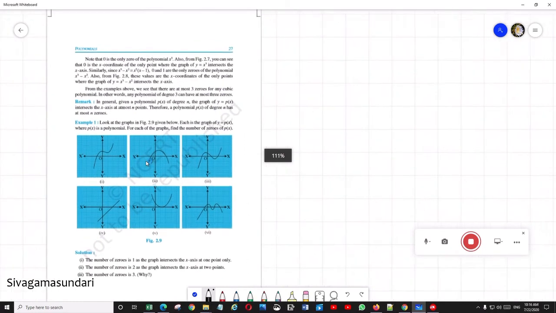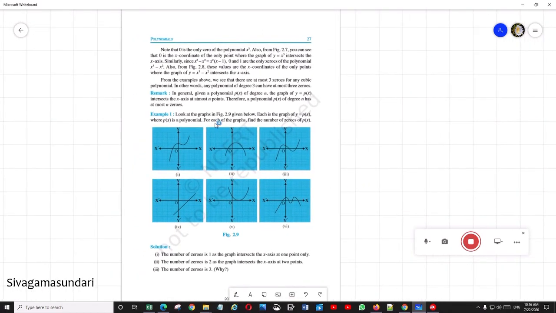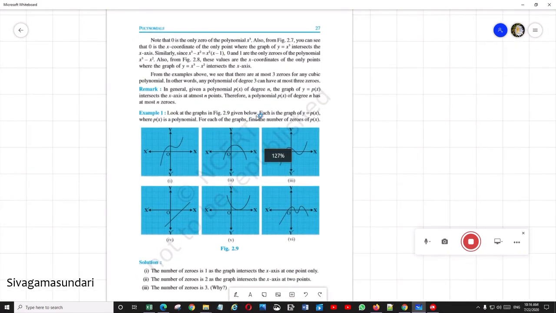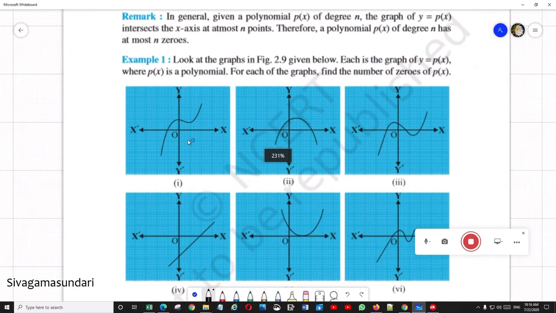Now let's look at some example sums. Example 1 in our textbook, NCERT book, page number 27. Look at the graphs in figure 2.9 given below. Each of the graphs of y is equal to p of x, where p of x is a polynomial. For each of the graphs, find the zeros of p of x.